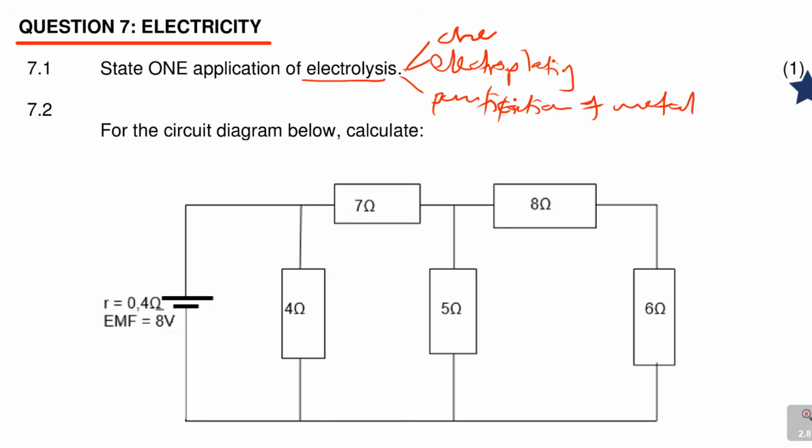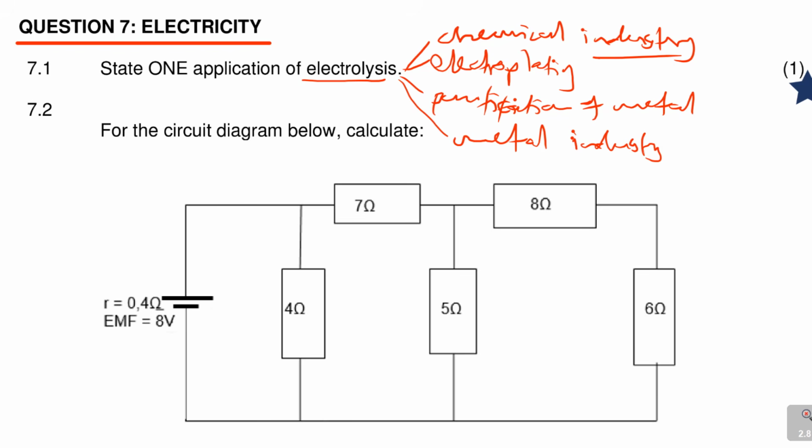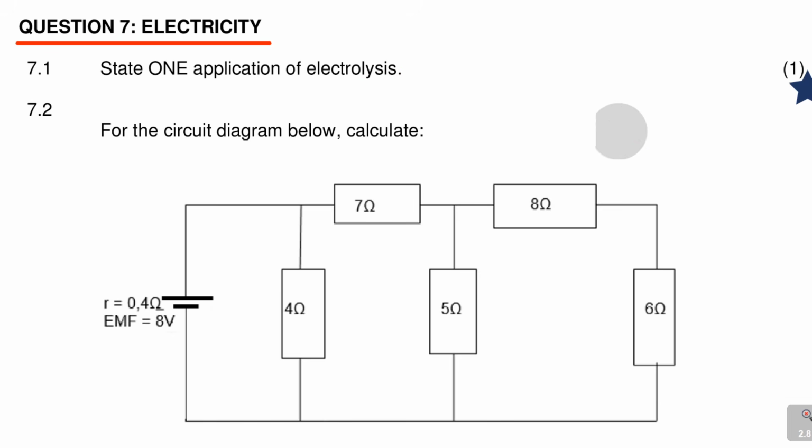You can actually be so open, say chemical industry. Someone will just have to think about it, and then you can say in the metal industry. Just confuse them to say metal industry. It's too broad, but you got it. It's difficult to mark you wrong. But if you get the actual one, just check your textbook.